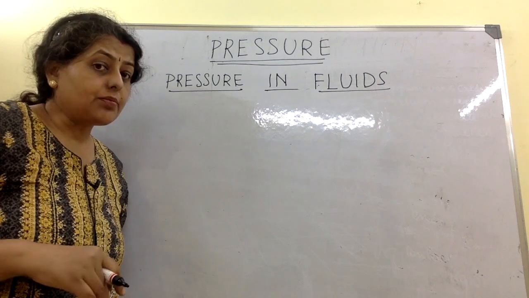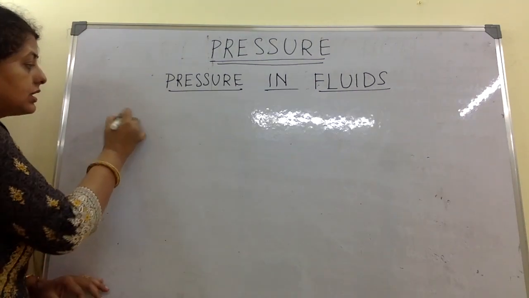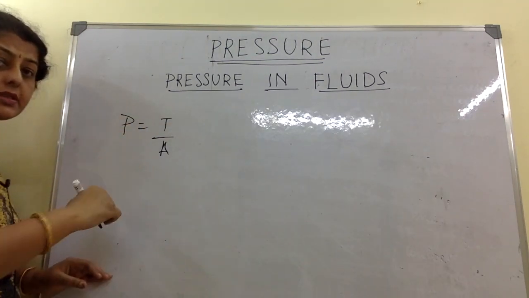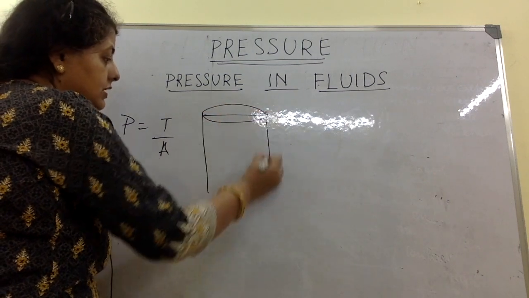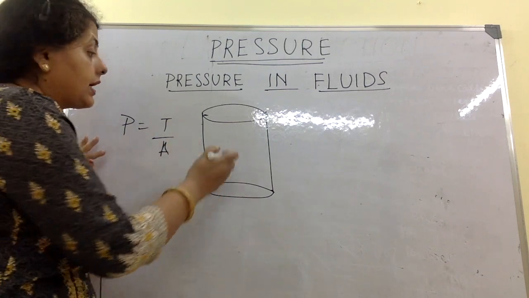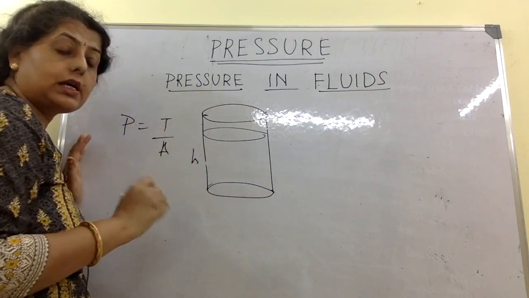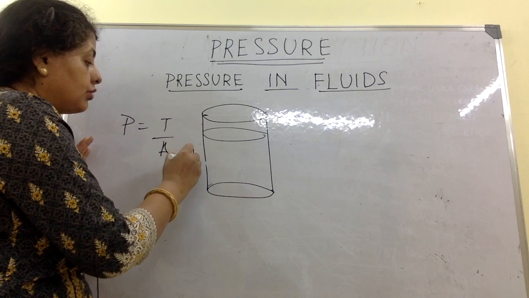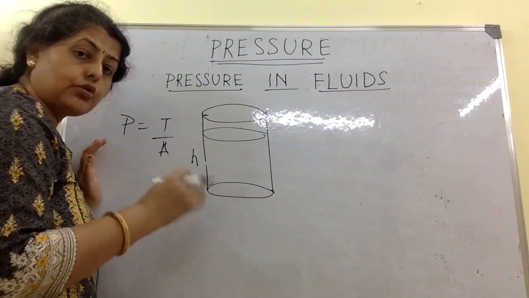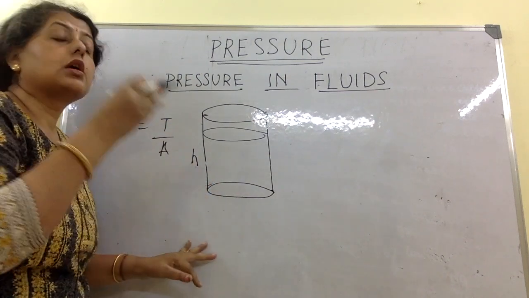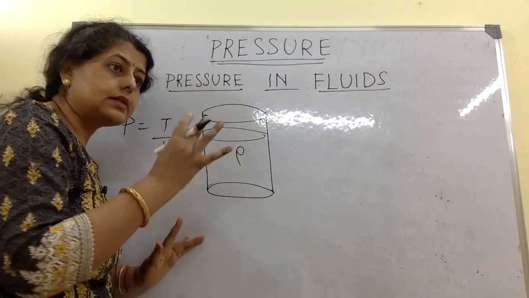What exactly is the pressure in fluids? So let's see how we calculate. Before this we had pressure is equal to thrust by area. Now supposing we have a cylindrical vessel, a cylinder here, and it has water filled in till here. Water is filled in to a height h. Whatever liquid, kerosene, petrol, diesel, whichever liquid it is, the density is rho. Let's take the density as rho.